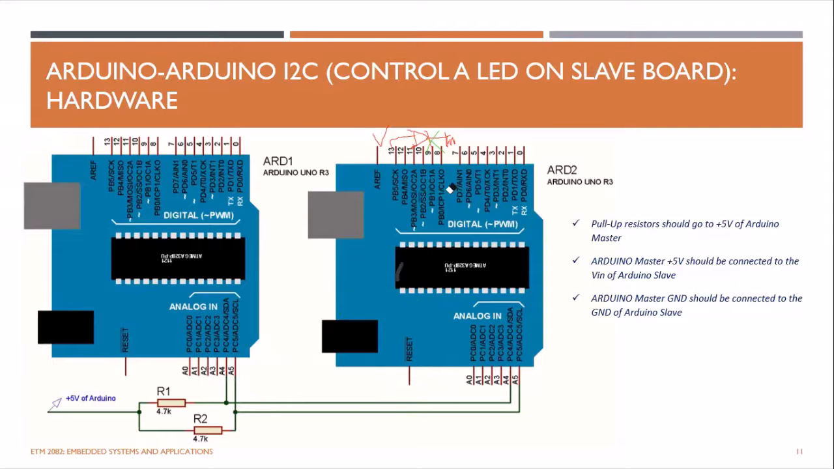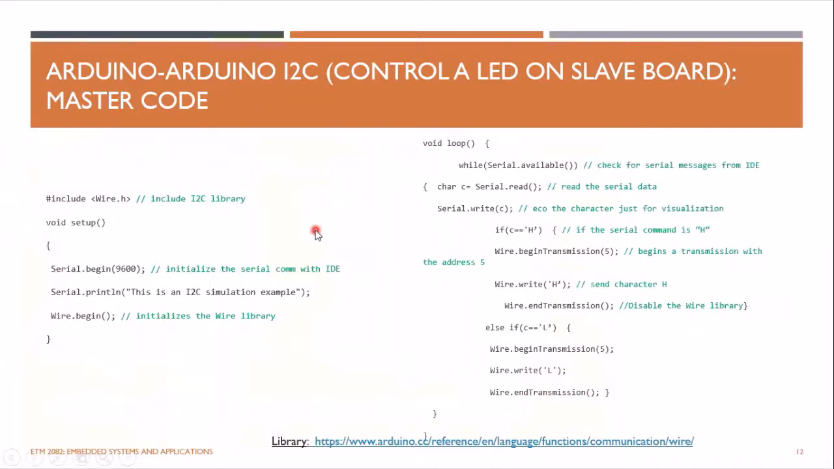This code is not written by me; it is a very simple one available on the internet. I just use it to explain and give some idea. Since I'm using serial communication with the computer, I use Serial.begin, and I'm just printing a Serial.print command, like this is an I2C simulation example, just to make sure my serial window is working properly.